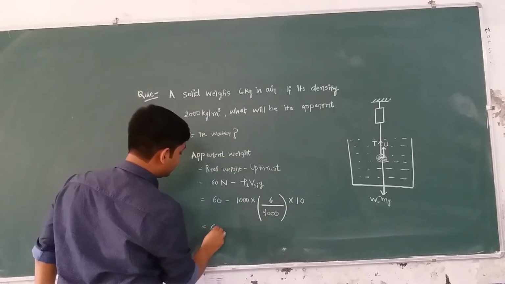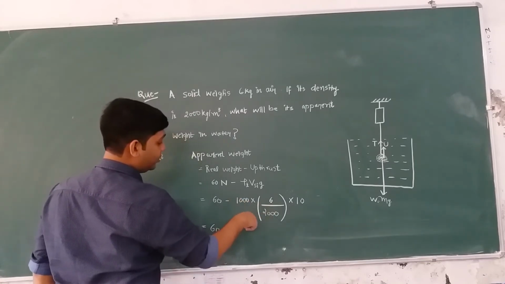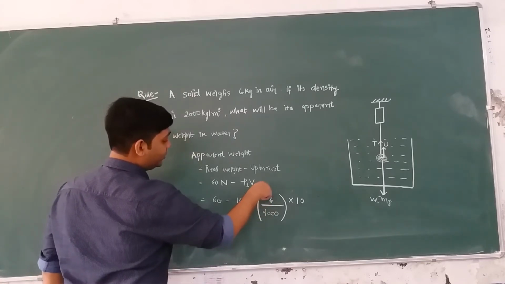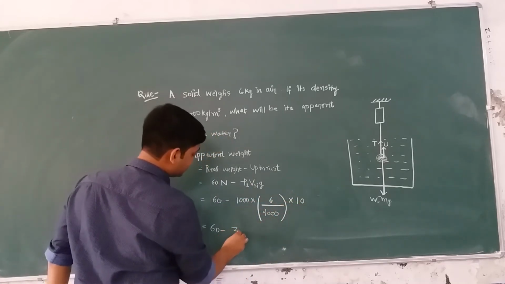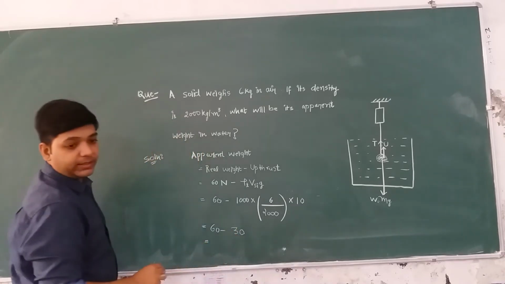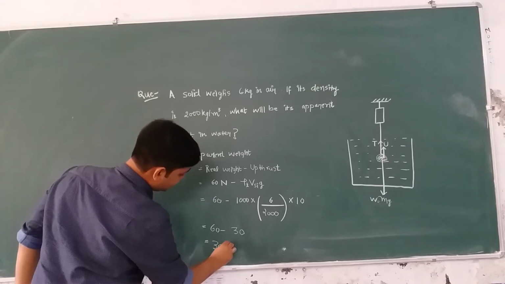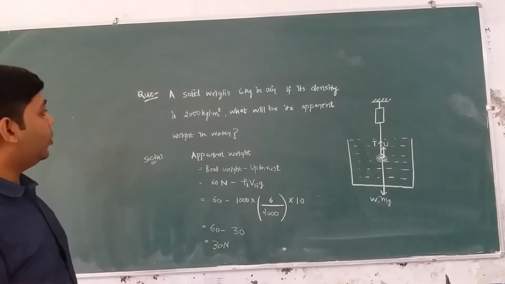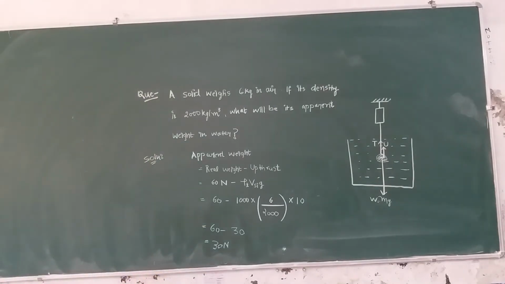is equal to 60 minus, 1000 from 2000 we cancel, so 2 will be left, and then 2 into 3 will be 6, so 3 into 10 will be 30, right? So answer will be 30 Newton. This is the apparent weight of the body of the solid. I hope everyone has got this. Please note it down, and then we shall proceed to our next problem, right?